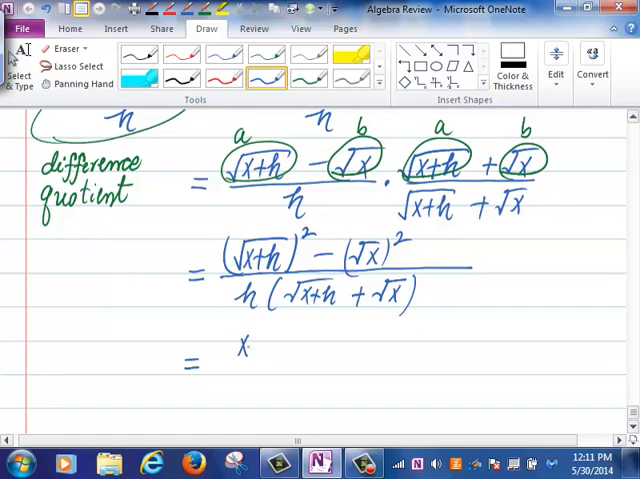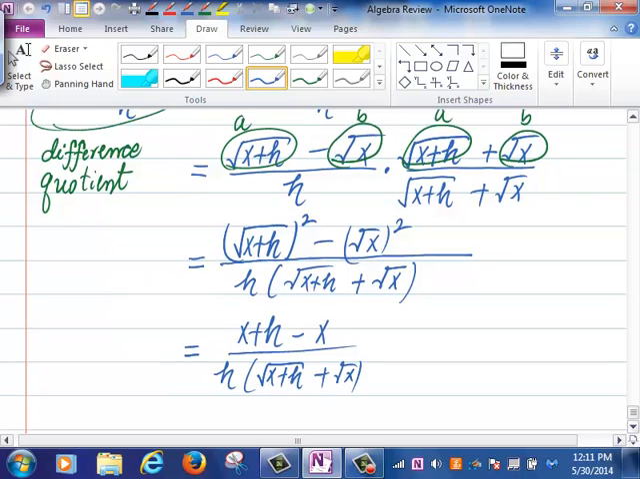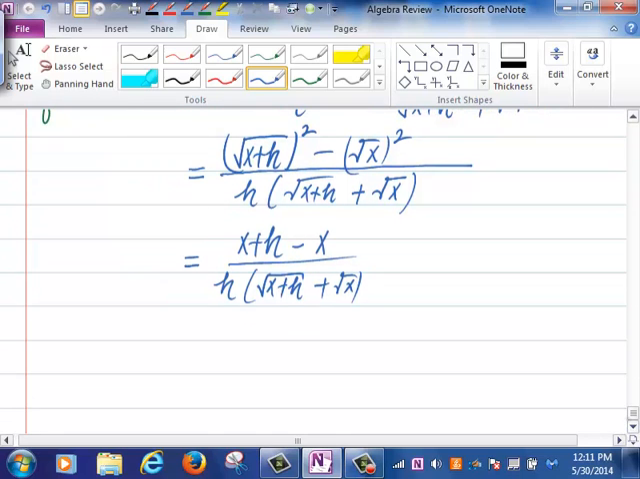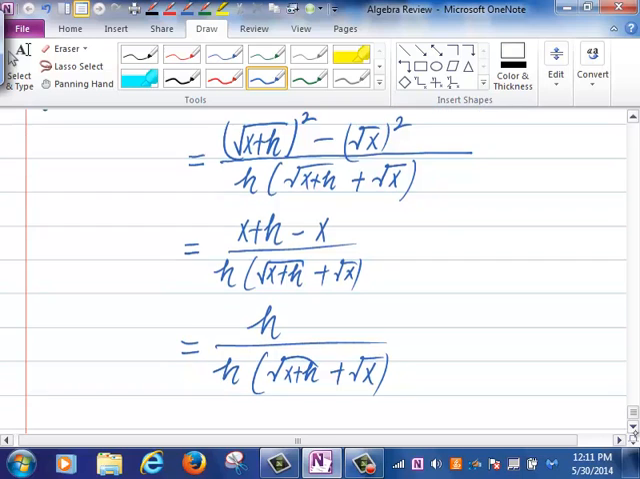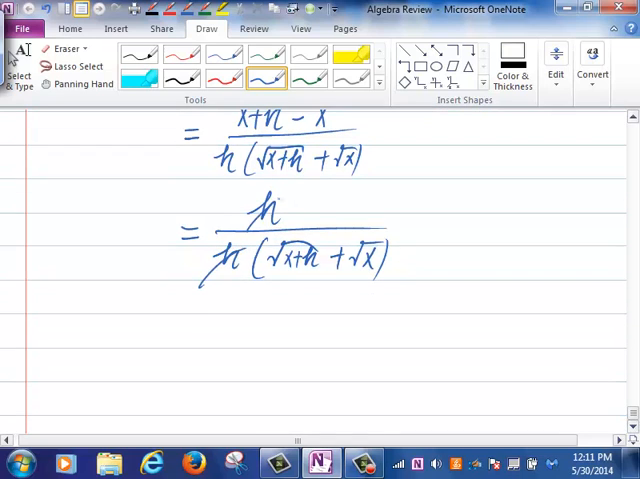So you get x plus h minus x, and then you have h times the root of x plus h plus root of x. And then this is equal to h over h times root of x plus h plus root of x. And now you can cancel out the h's, and finally you get this.